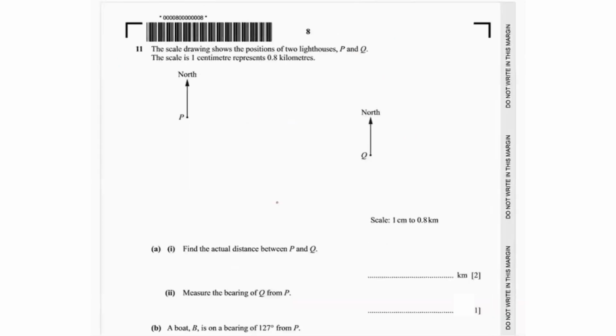Then it says a boat B is on a bearing of 127 degrees from P. Calculate the bearing of P from B. So if a boat is on a bearing of 127 degrees from P, that means it's going to be somewhere over here. You will, however, make this line using your protractor. You will put the protractor at point P and measure where 127 degrees is. So it's going to be somewhere over here. So this is point B.